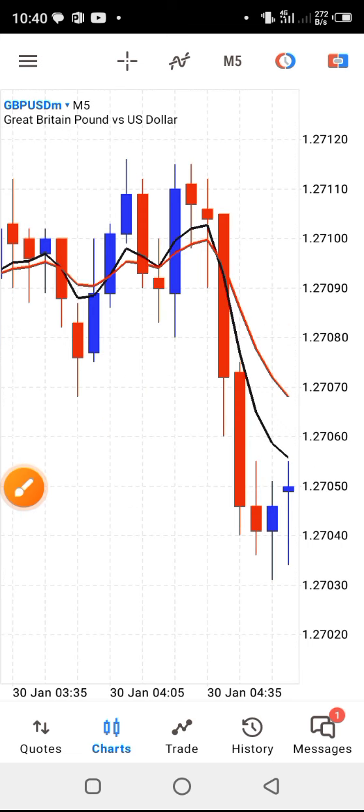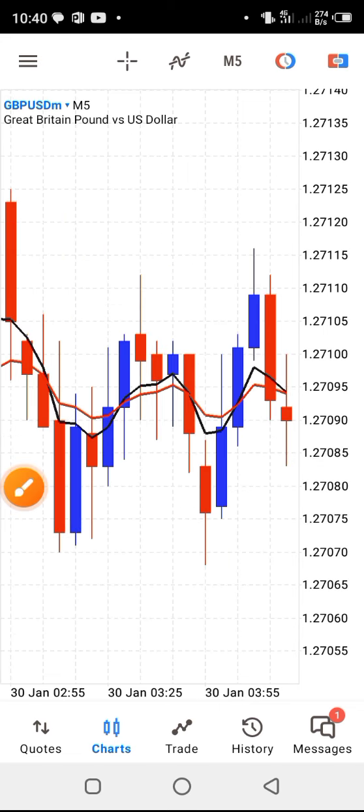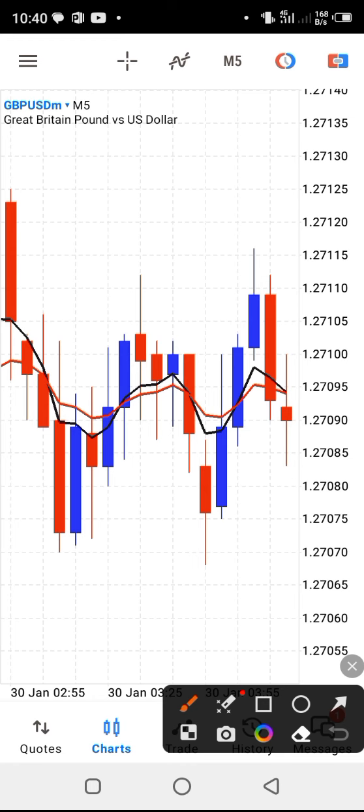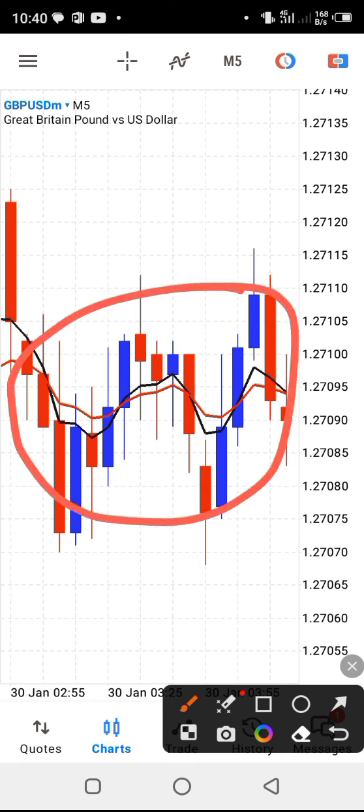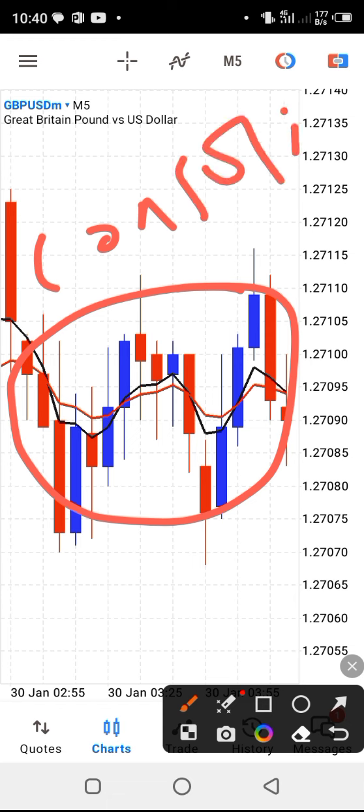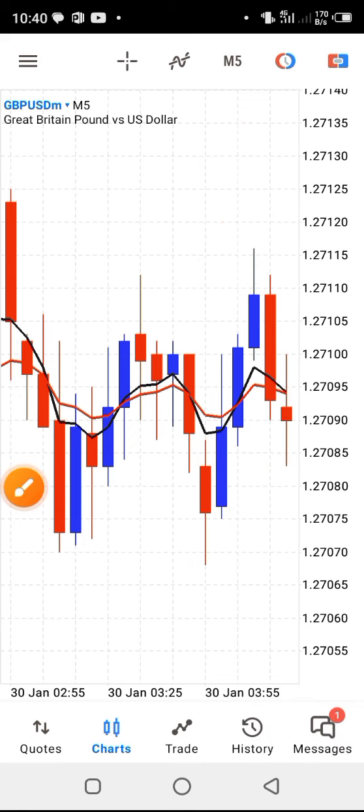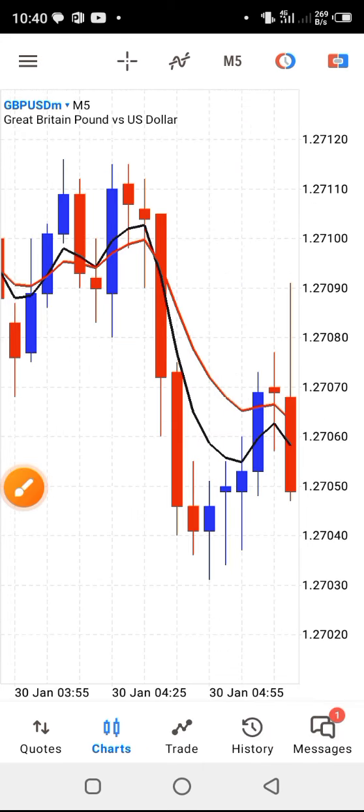Something else you need to know, which is the only issue with this particular strategy, is that when the market is consolidating, it gives some false signals. It works perfectly when the market is trending, either upwards or downwards. The reason this one did not work out and hit our stop loss is because the market was consolidating. There was consolidation going on here.